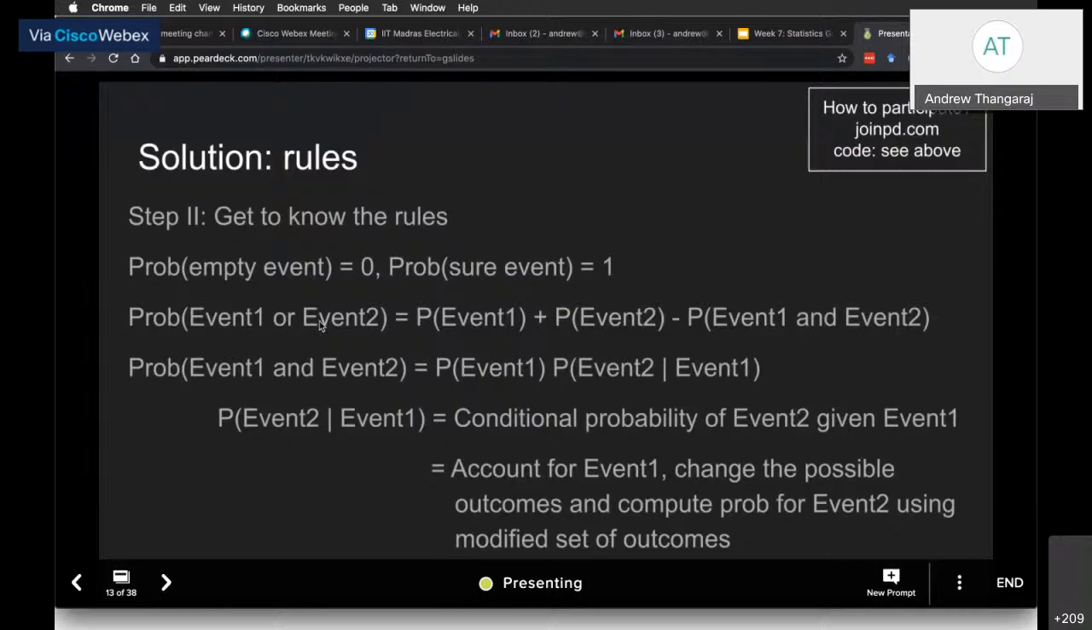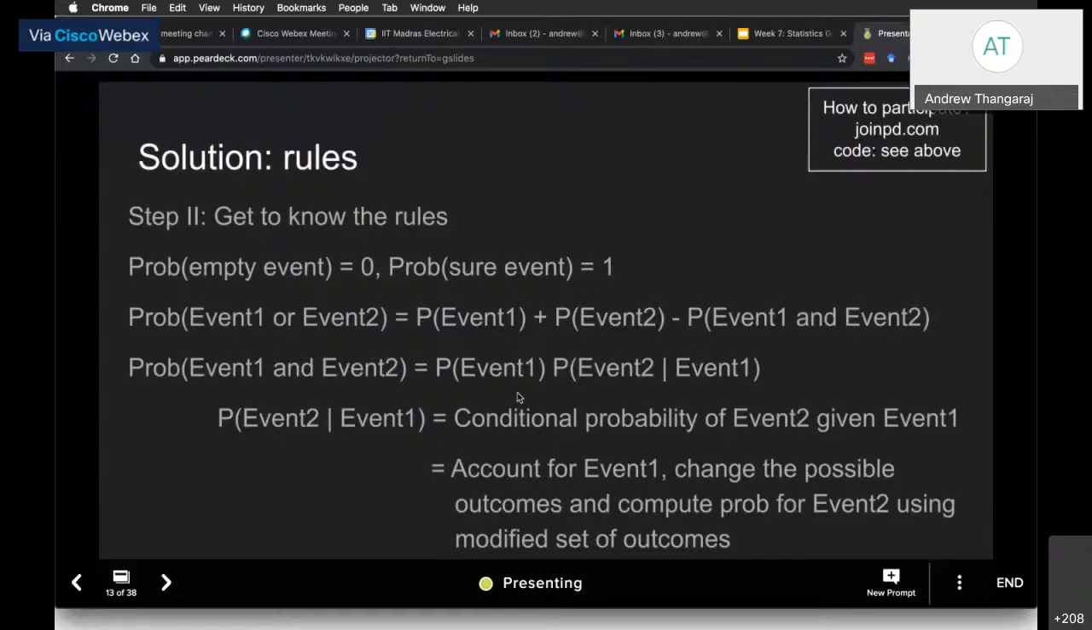So the "or" rule is a little bit long. Probability of event 1 or event 2 is going to be probability of event 1 plus probability of event 2, and notice this minus: minus probability of event 1 and event 2. That's the "or". It's a little bit long-winded, but it's very important. And "and" has a rule through conditional probability. Probability of event 1 and event 2 is probability of event 1 times probability of event 2 given event 1 has already occurred. This is the conditional probability.